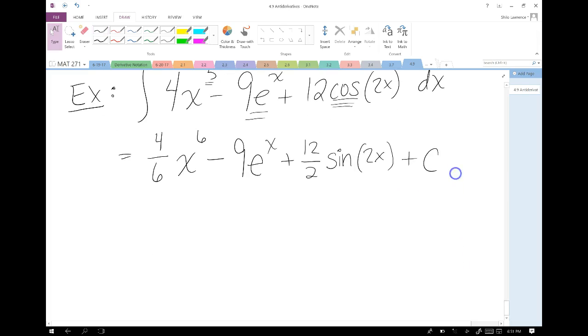Now I do need to simplify this a little bit. So 4 over 6 can be rewritten as 2/3. And 12 halves can be rewritten as 6.